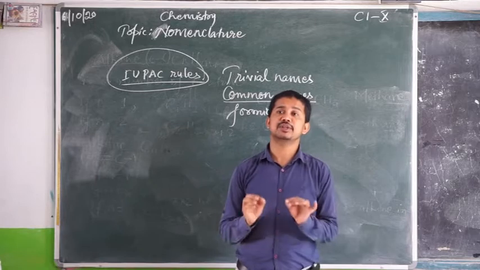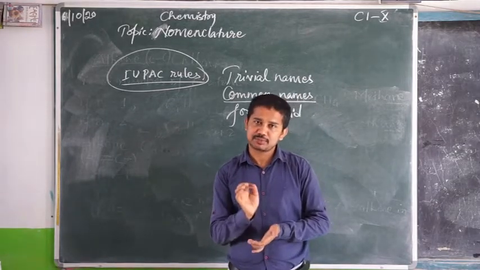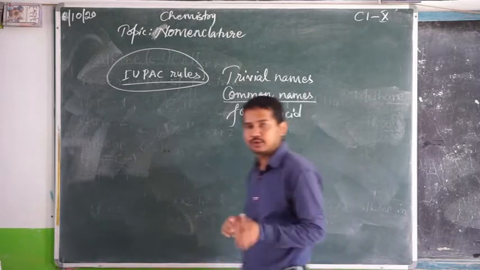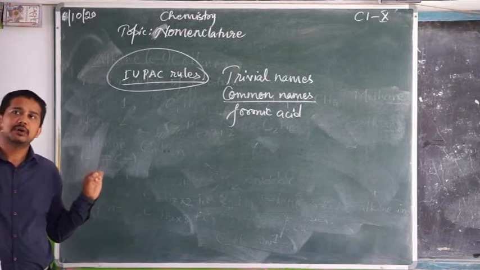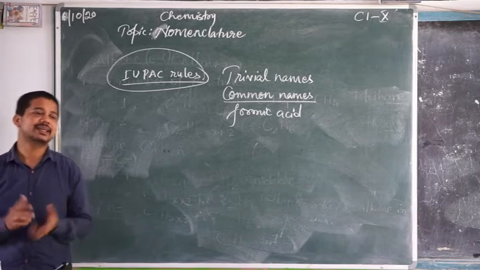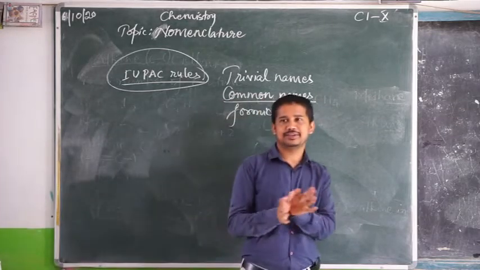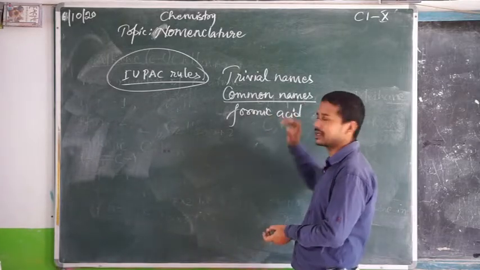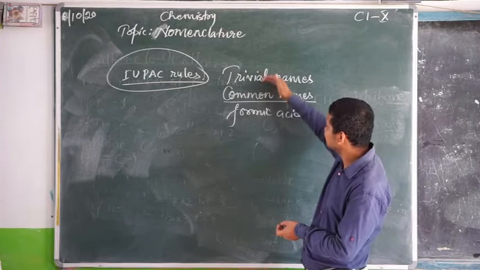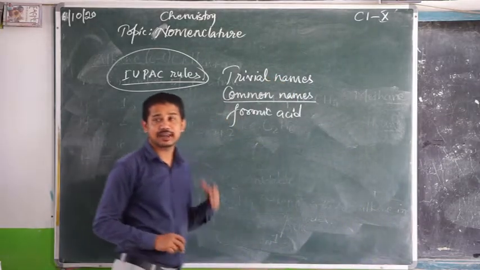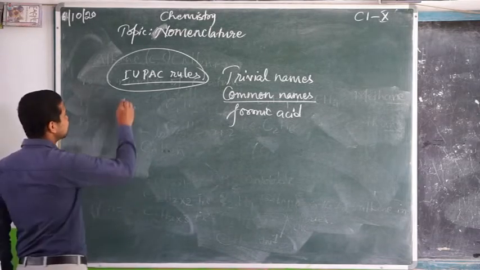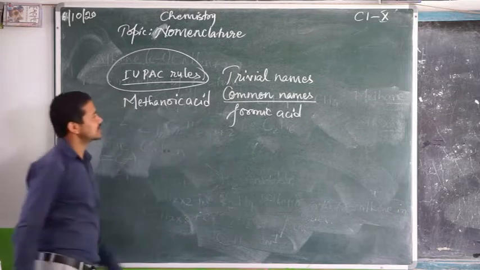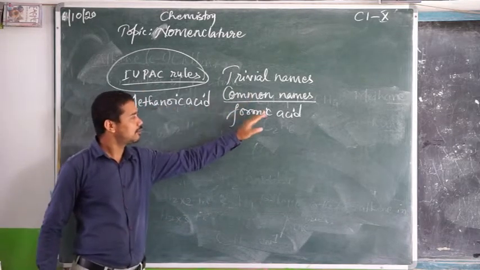For example, formic acid, the acid that is present in the sting of an ant. It got its name from the animal ant itself, because ant in Latin or Greek, I'm not sure, is something like forma. So from there this formic acid has come. Since this comes from the common name, it is a trivial name. Then what is its scientific or chemical name, or IUPAC name? It is methanoic acid. So methanoic acid is the IUPAC name, and formic acid is the common name.